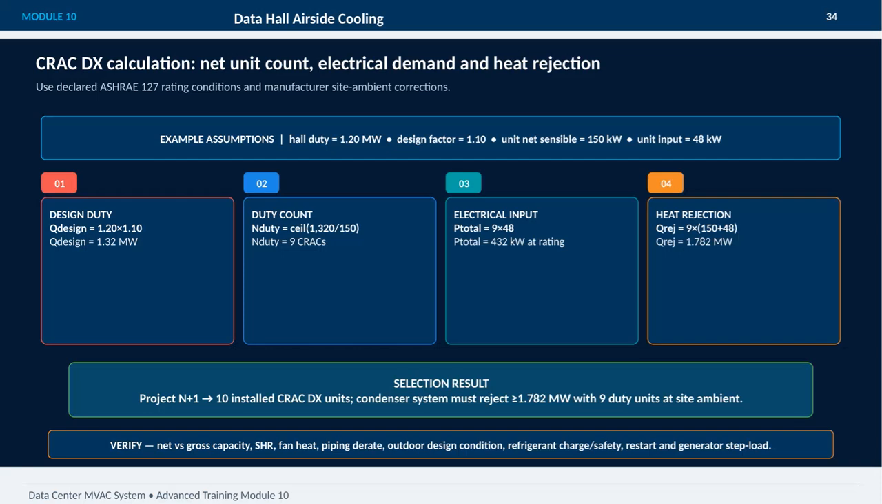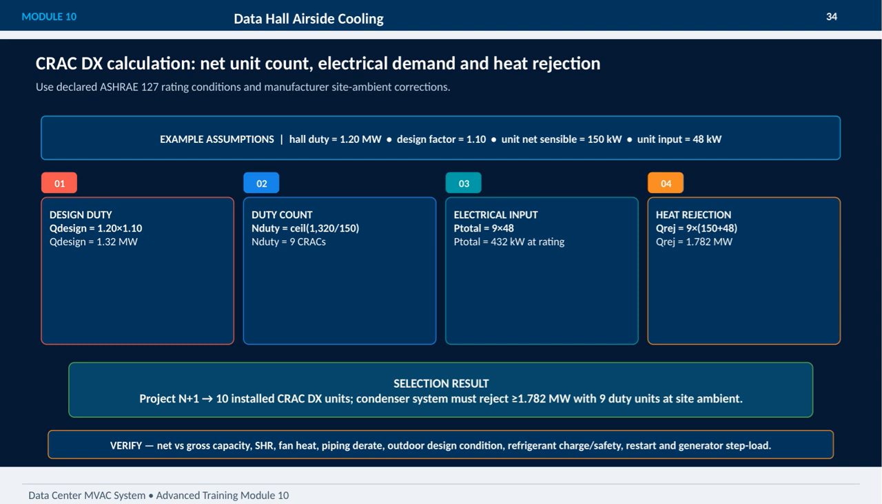On this slide, we're focusing on the CRAC DX calculation for data hall airside cooling. The key here is to determine the net unit count, electrical demand, and heat rejection based on ASHRAE 127 rating conditions with manufacturer site ambient corrections. Starting with our example assumptions. The hall duty is 1.20 megawatts, multiplied by a design factor of 1.10, giving us a design duty of 1.32 megawatts.